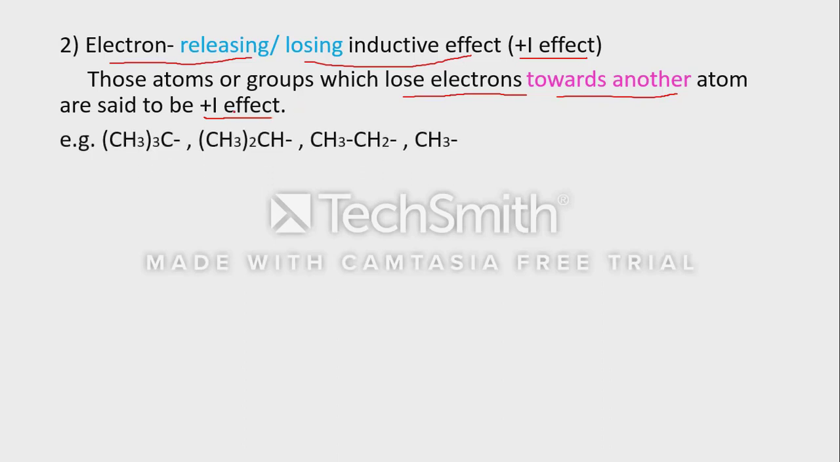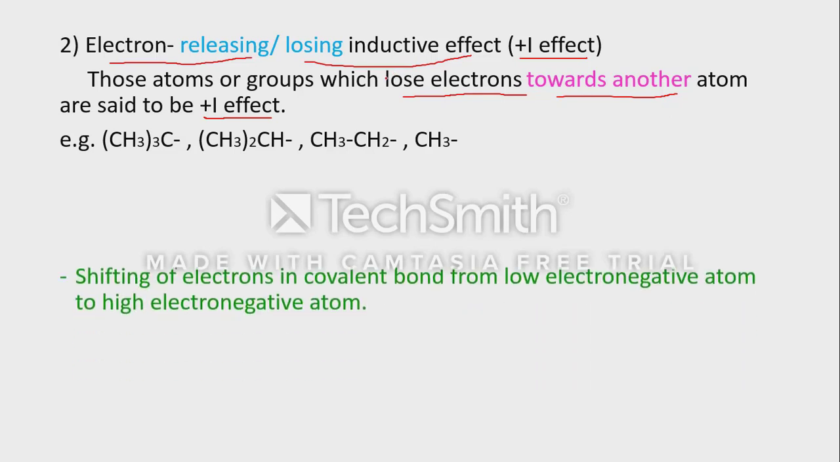The examples of electron releasing or electron donating inductive effects, or positive I effects, are methyl, ethyl, isopropyl and tertiary butyl. These are examples of the positive I effect or electron releasing inductive effect.